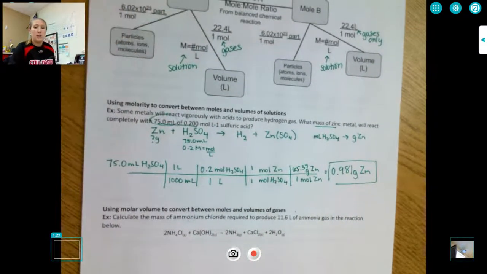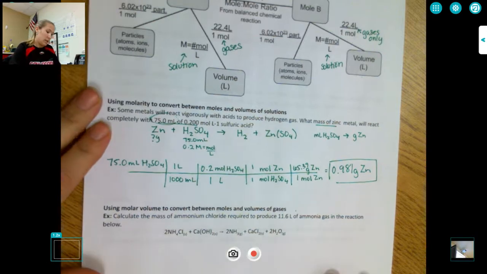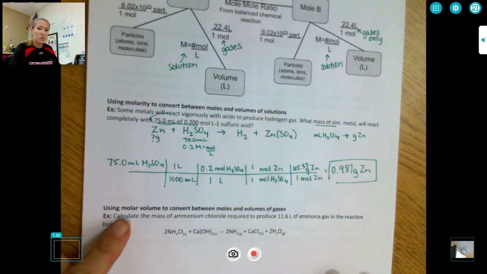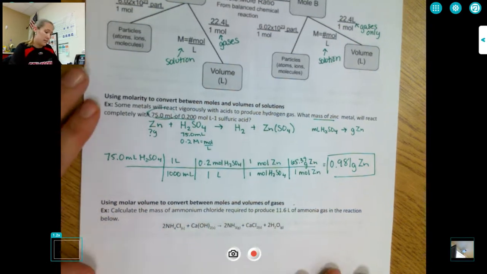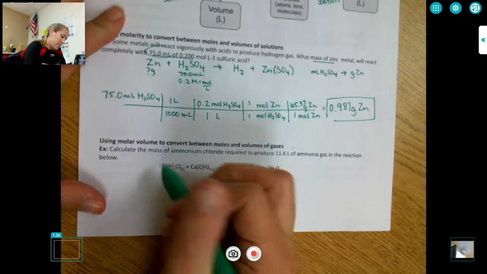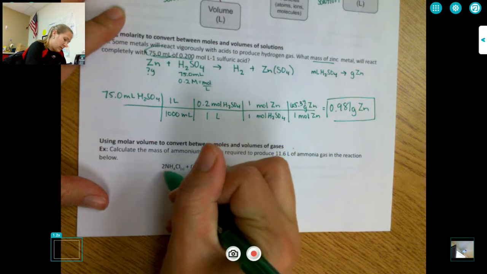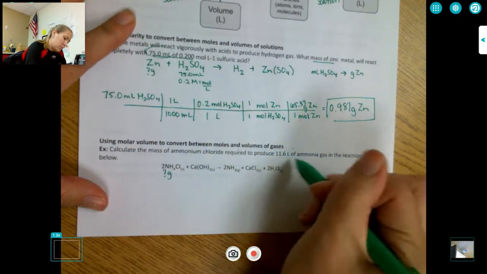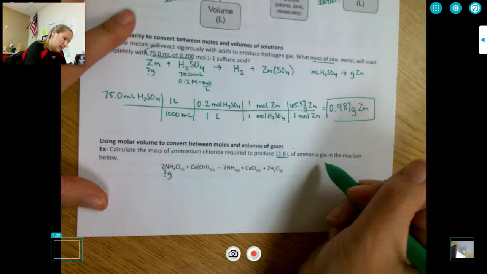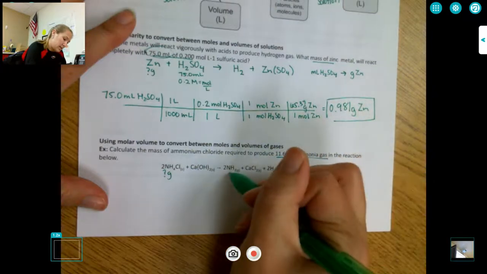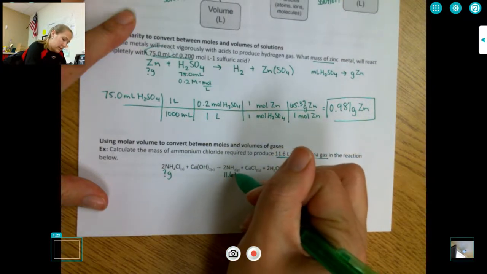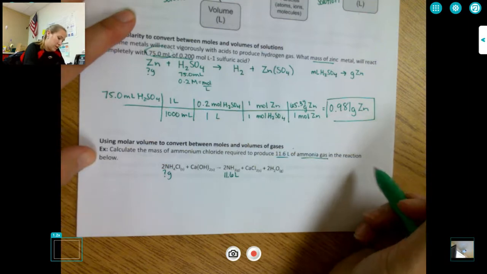All right, so that is one of the new things, just using molarity to convert between moles and liters of a solution. Something we have used before is using molar volume when we have gases. So this asks us to calculate the mass of ammonium chloride, NH4Cl, in grams to produce 11.6 liters of ammonia gas.